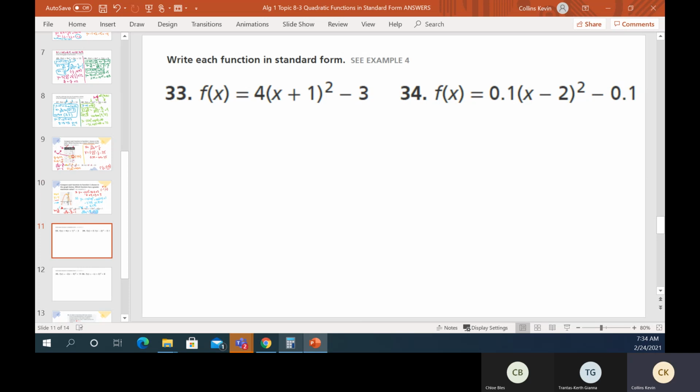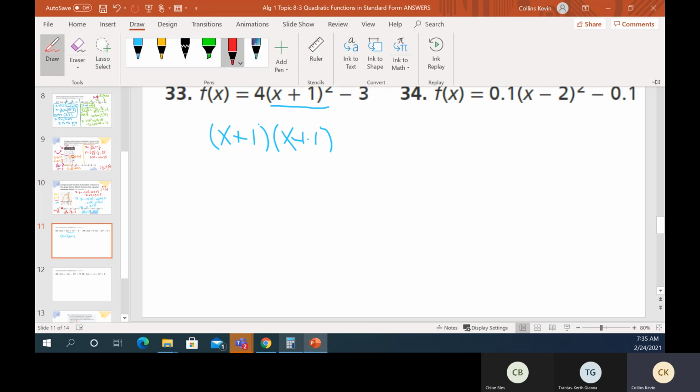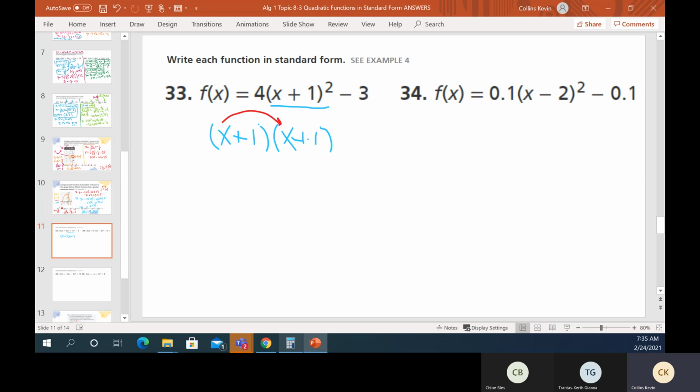So here, let's start once again with our exponent. That's this one. So x plus 1 squared is really x plus 1 times x plus 1. All right, so we do our FOIL. x times x is x squared. x times 1 is x. 1 times x is also x. And 1 times 1 is 1. Combine these two here. So we're going to have x squared plus 2x plus 1. So that's the stuff right here.